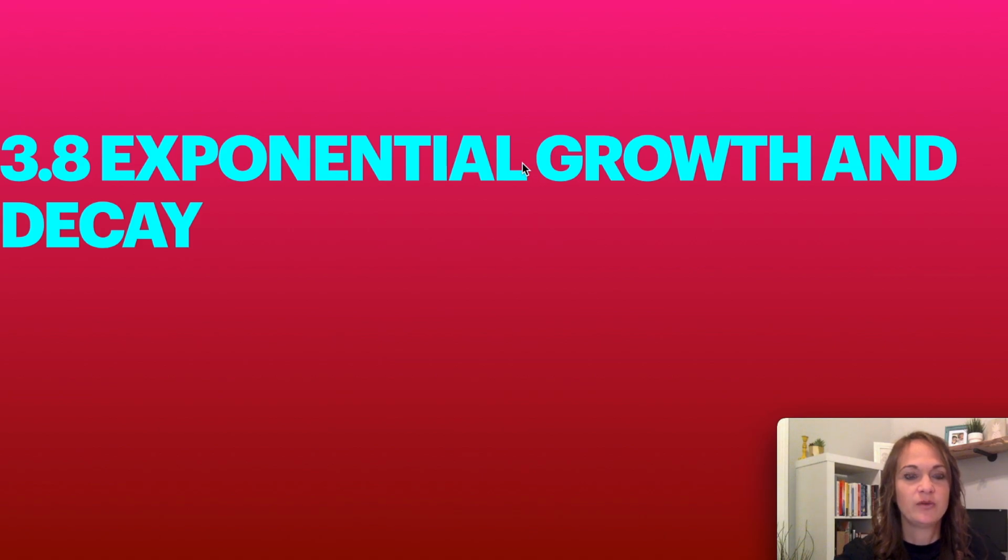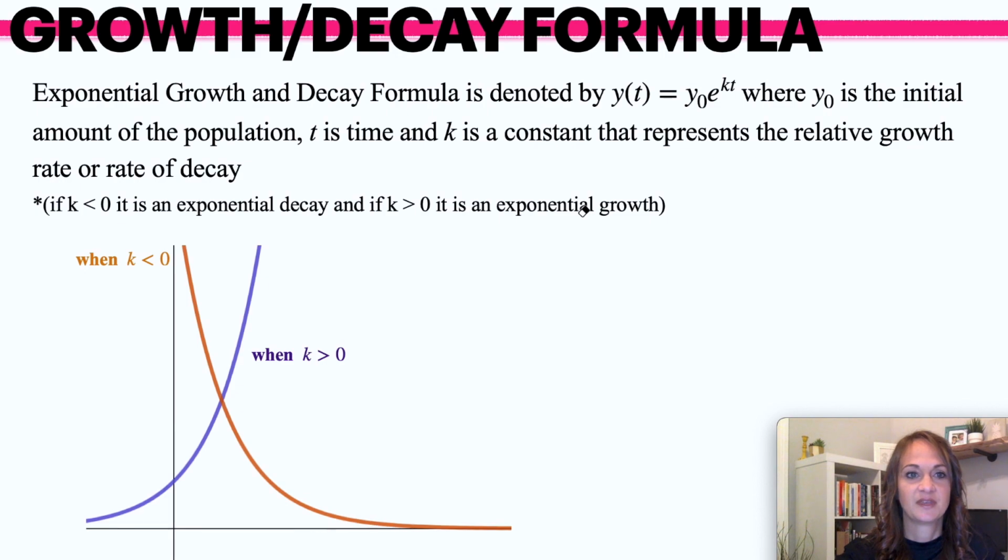In this video, we'll be discussing exponential growth and decay. The exponential growth and decay formula is denoted by some function y equal to the initial amount of population times e raised to some constant times t. Again, y of 0 is the initial amount of population, t is time, and k is represented by some constant called either the relative growth rate or the rate of decay.